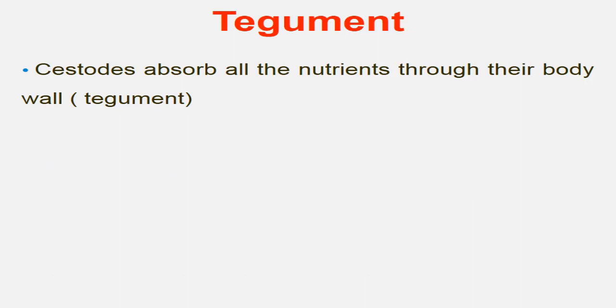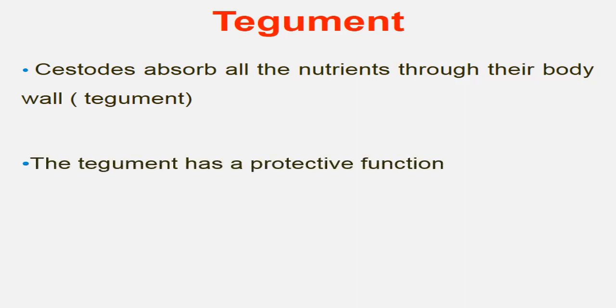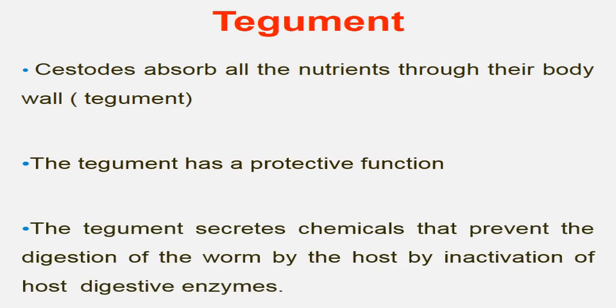About the tegument, cestodes absorb all the nutrients through their body wall, which is called the tegument. The tegument has a protective function. It also secretes chemicals that prevent the digestion of the worm by the host by inactivation of host digestive enzymes.